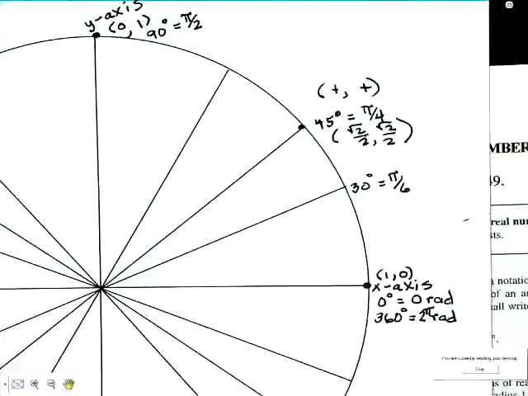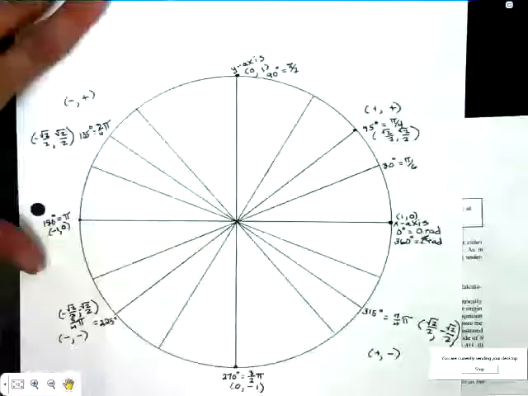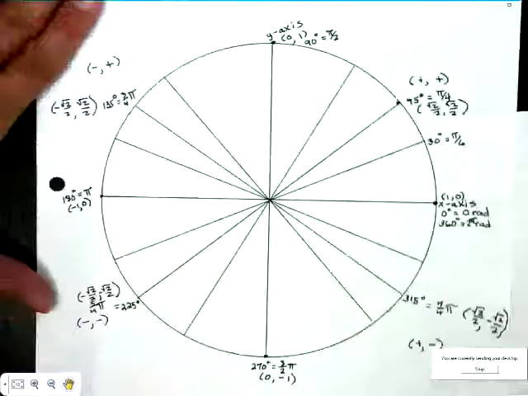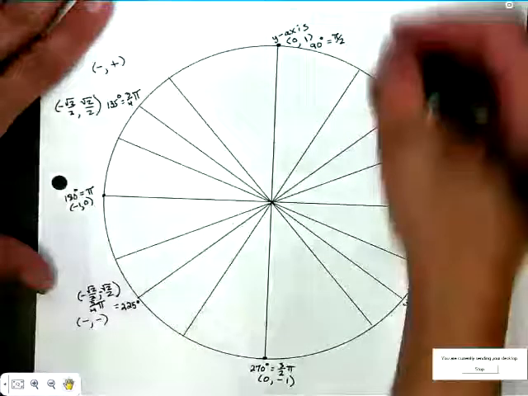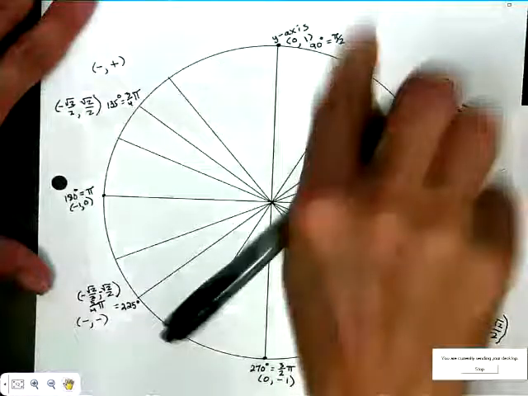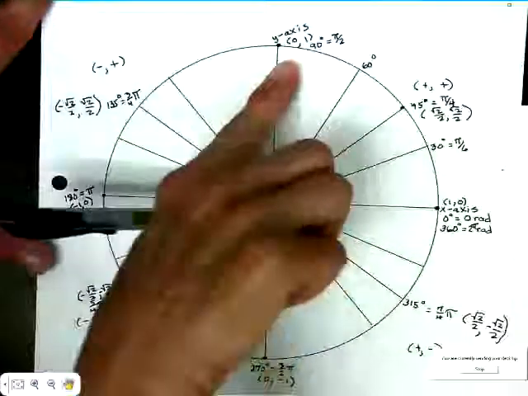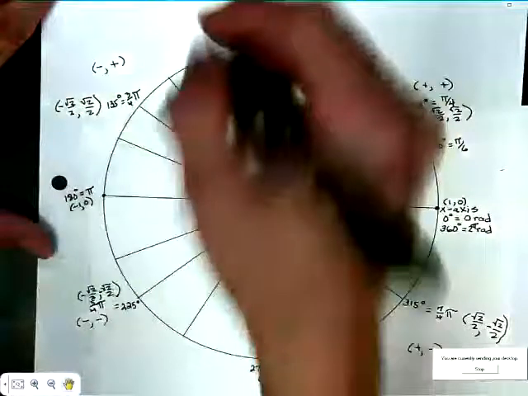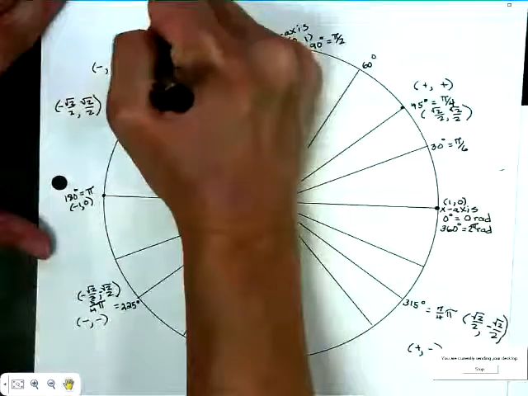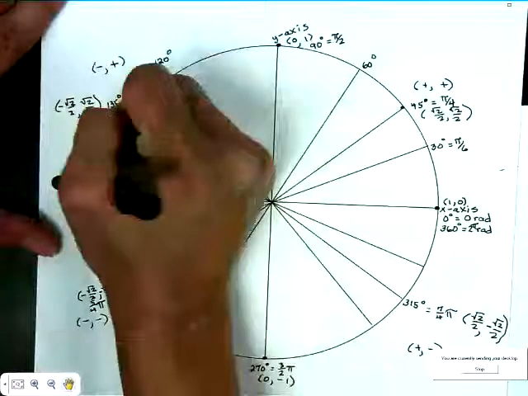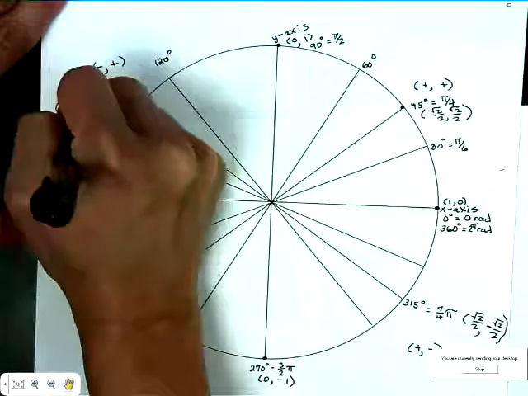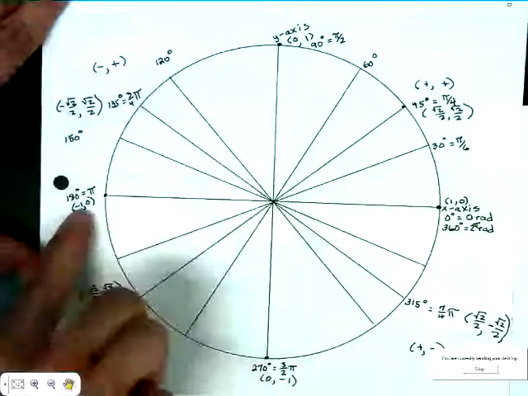We're going to go around the circle once, counting by multiples of 30 degrees, and then go around the circle again, counting by multiples of pi over 6. All right, there's 30 degrees, 60 degrees, another 30 is 90. So far, so good. Another 30 is 120. Another 30 is 150. Another 30 is 180. So far, so good.